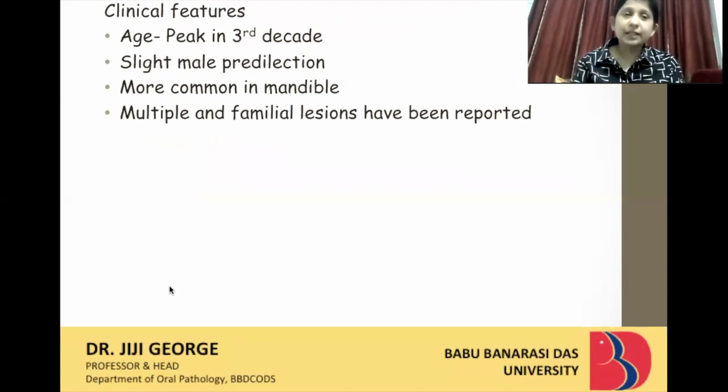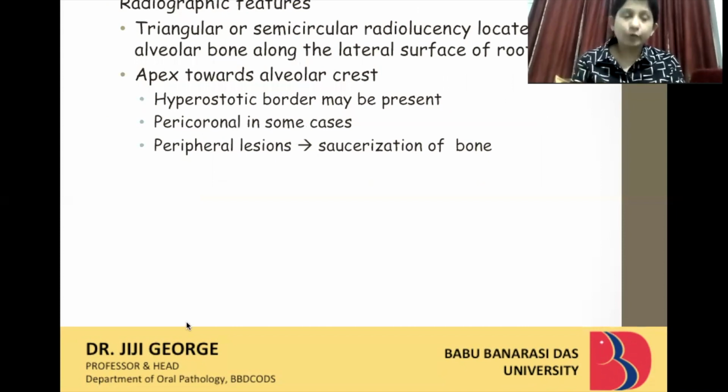Now, it peaks in the third decade with a slight female predilection, and it's more common in the mandible. There are also cases where multiple familial lesions have been reported. Radiographically, it will show radiolucency, because if a tumor is growing inside the mandible, it will obviously break down the bone. A triangular or semicircular radiolucency can be seen with the apex towards the alveolar crest. There can be a hyperostotic border, and sometimes it can be seen pericoronally, that is around the crown of an unerupted tooth. Peripheral lesions, that is lesions in the soft tissues, can cause saucerization of bone.